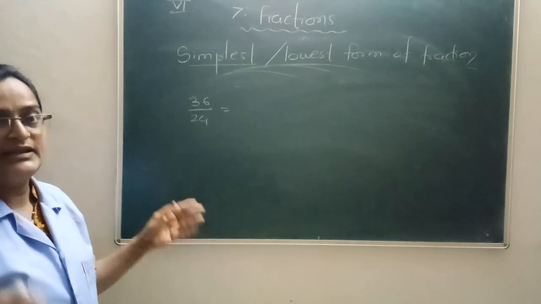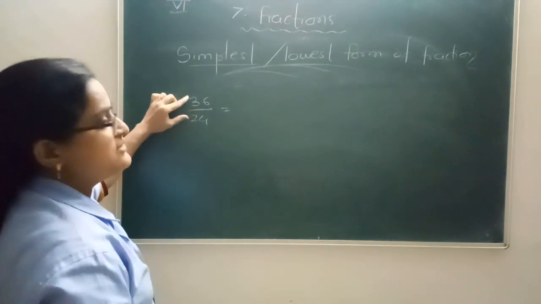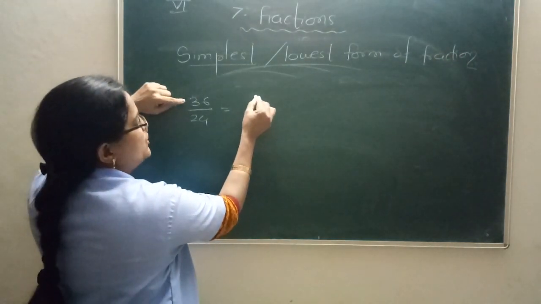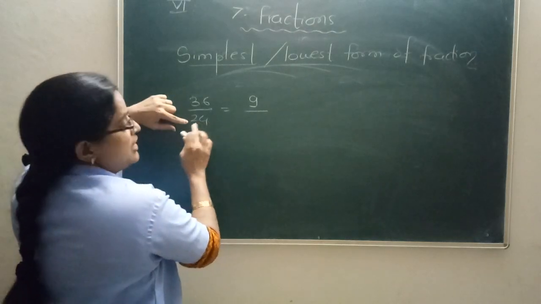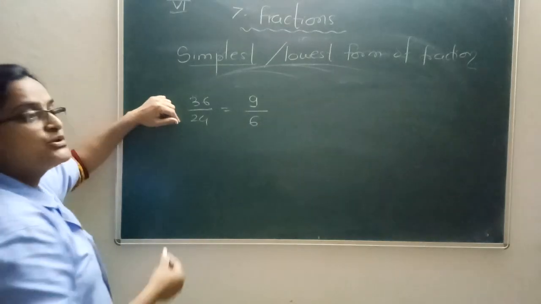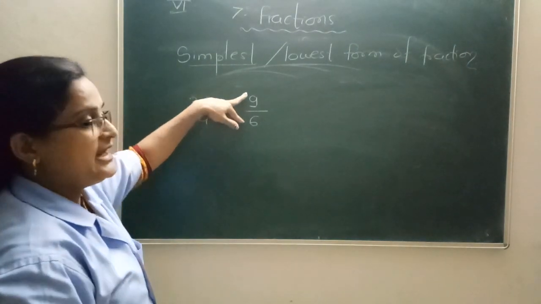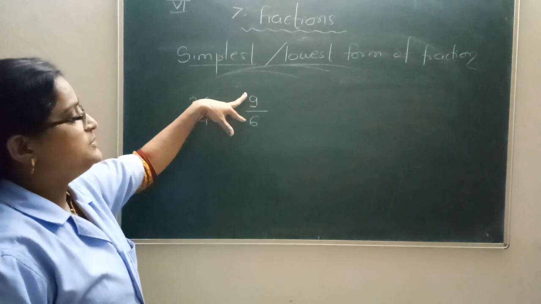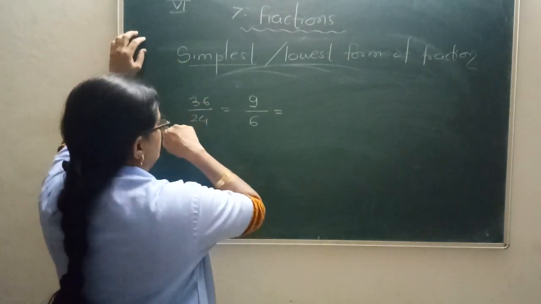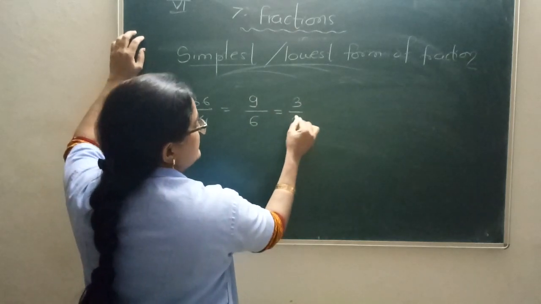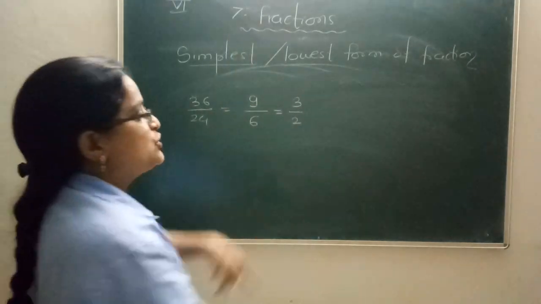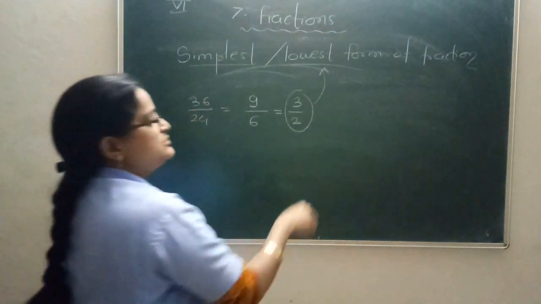If you are not able to, if you are lazy, don't do so. At least by observation you come to know both the numbers are divisible by 4. So if I divide them by 4, I will get 9, because 9 4s are 36, and how many 4s are 24? 6 4s are 24. When I see 9 and 6, I further find both of them are divisible by 3. So I will divide them by 3. So 3 3s are 9 and 3 2s are 6. Now there is nothing common in numerator and denominator. So this is the lowest form of this fraction.